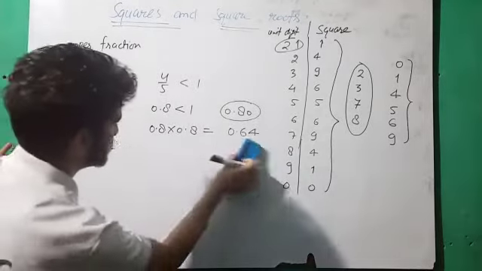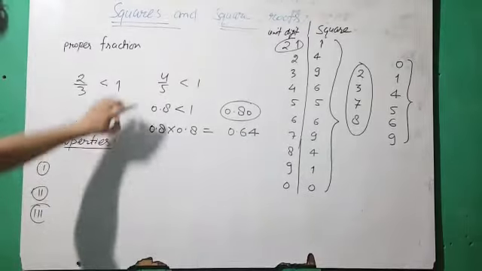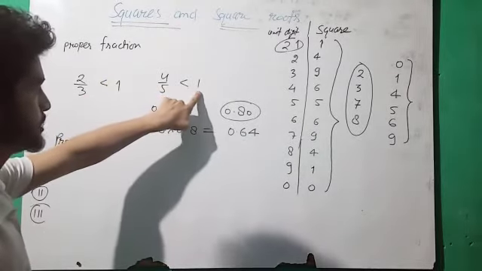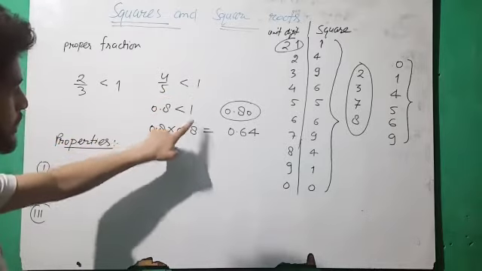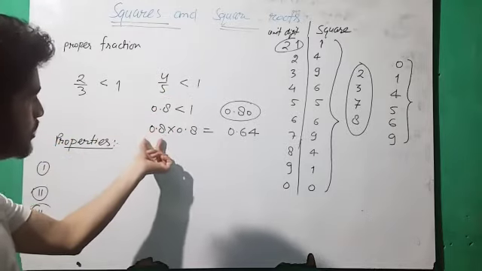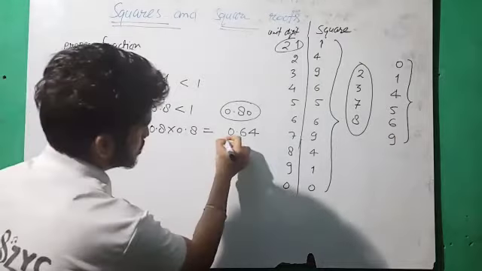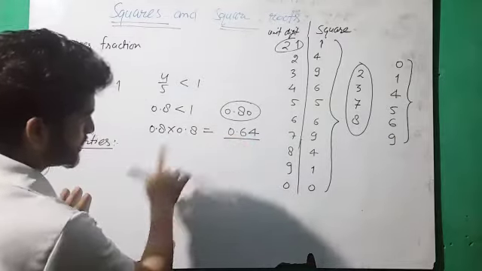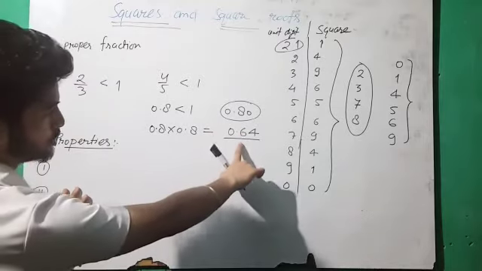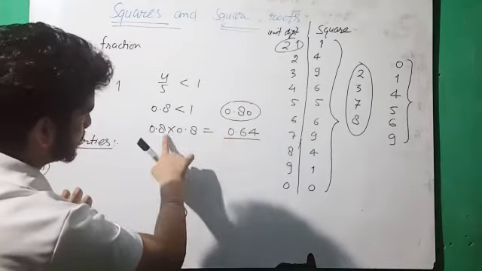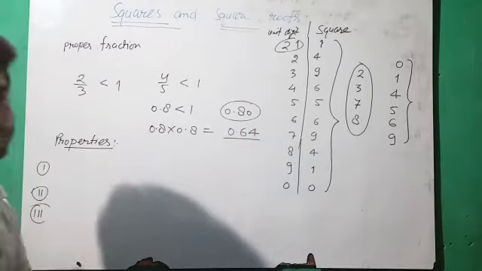I will explain this again. If we have a proper fraction, then the proper fraction must be less than 1. 0.8 is less than 1. If you want to find the square of that proper fraction, the square value is always less than the number, because this is 0.64 and this is 0.80. So the square of the number is always less than the number itself.